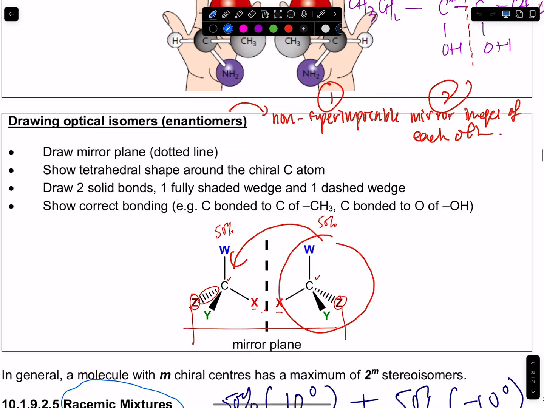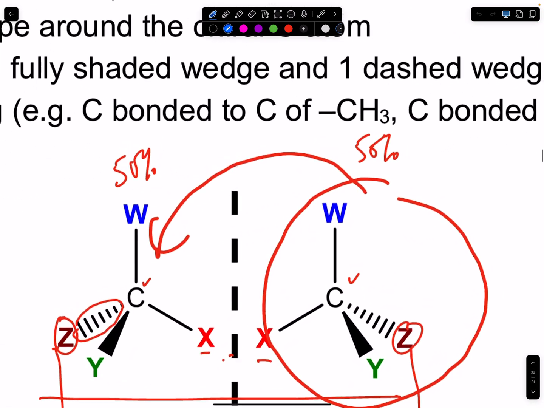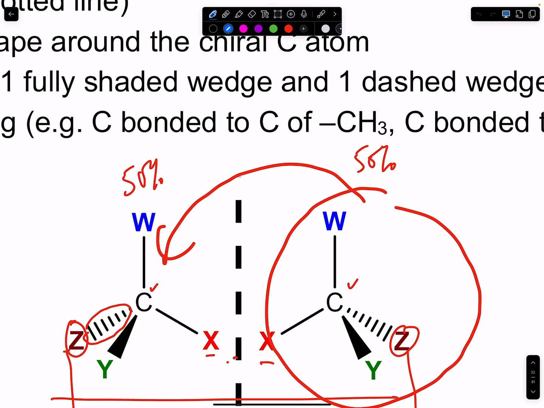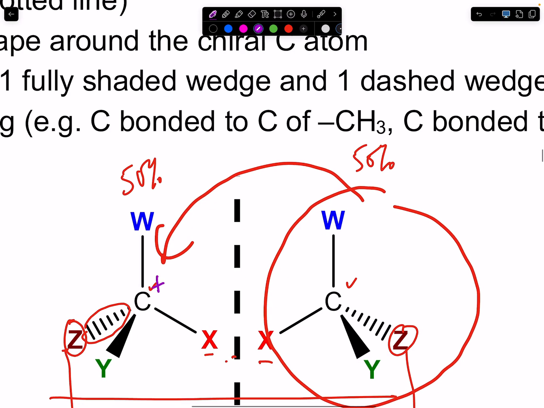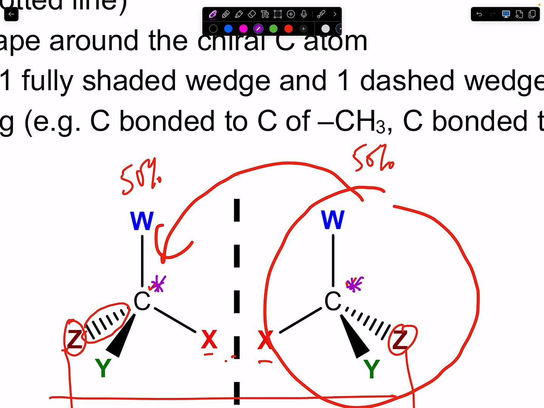You need to be able to draw this here, guys. This particular picture, you need to be able to draw. How do you label chiral centers? You need to label them like this. Can you see that? You have to label them in this manner. And the distance from object to mirror must be the same as mirror to image.